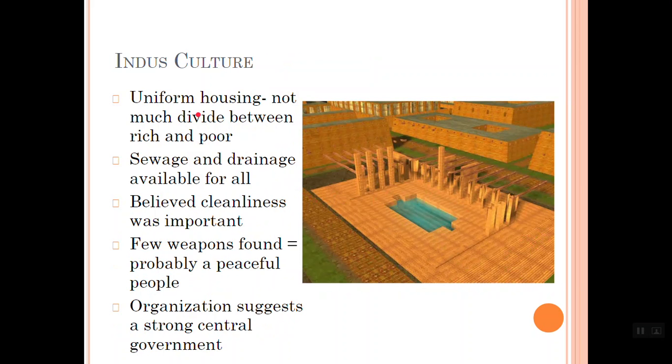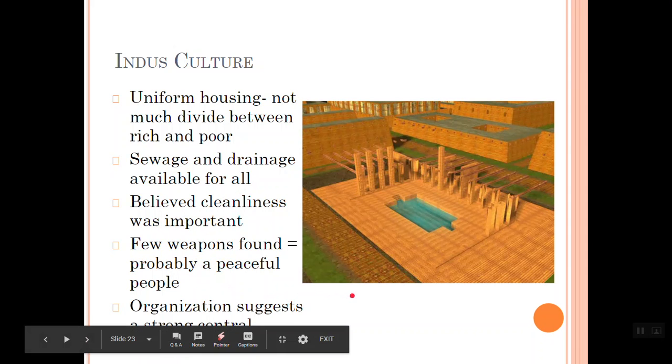Okay? Uniform housing, not much divide between the rich and the poor. Sewage and drainage available for all. Believed cleanliness was important. Few weapons found. Probably a peaceful people. Okay, they had a strong central government as well.